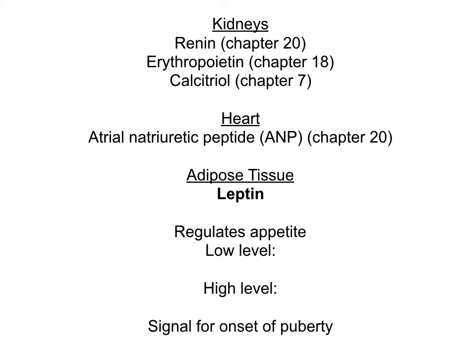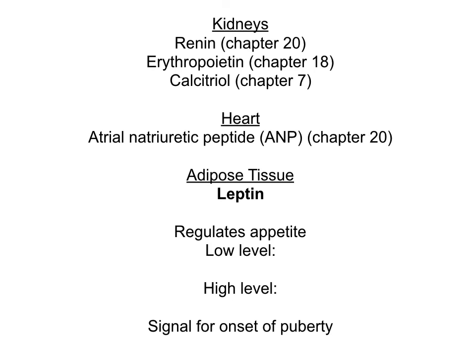Now, how this works is that if you have low levels of body fat, then you produce low levels of leptin. The low level of leptin allows for you to have an increase in your appetite and an increase in your food intake. However, if you have high levels of body fat, then you produce high levels of leptin. The high levels of leptin are going to suppress your appetite and your food intake.